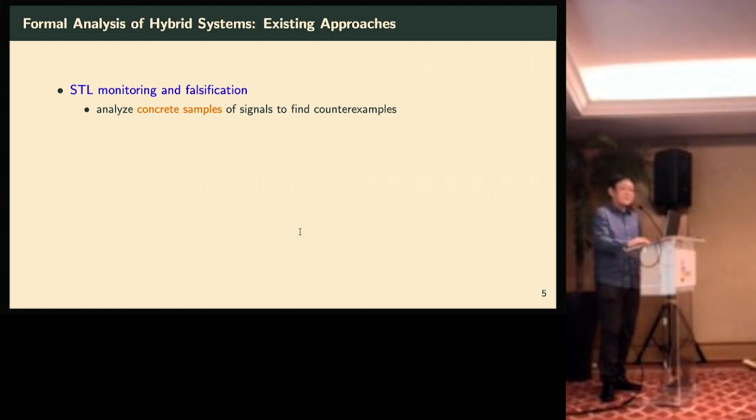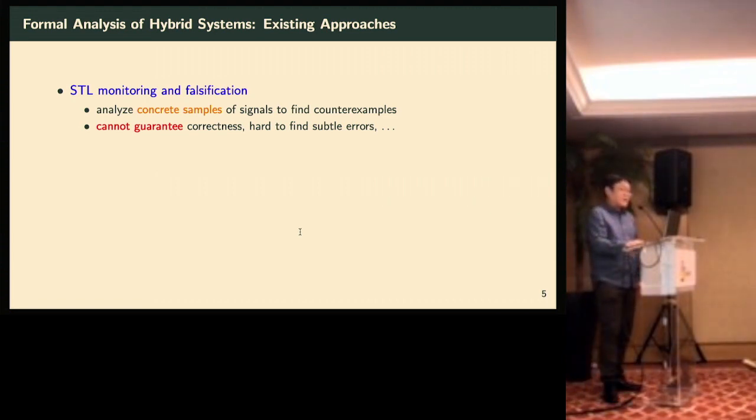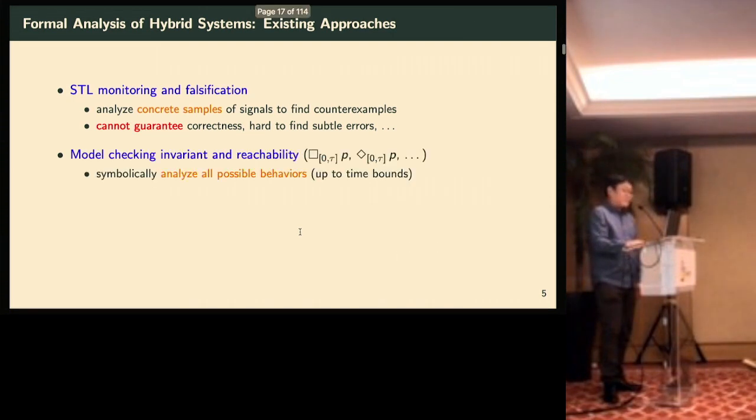They turn out to be very effective for analyzing concrete samples of signals to find counterexamples. There are many different techniques and tools for that purpose. But as usual, although they are very useful for finding errors, they cannot guarantee correctness. Also, it's slightly difficult to find subtle errors using those techniques. Yeah, just some typical situation. And there are also verification or model checking techniques for hybrid systems. They also date back to around the mid-90s, more than 30 years ago.